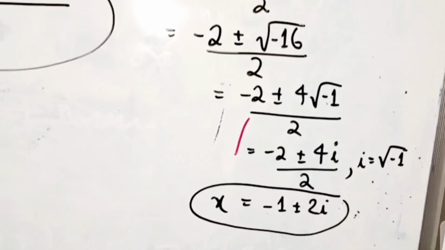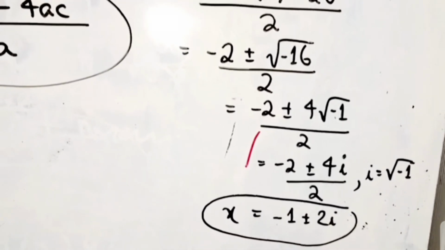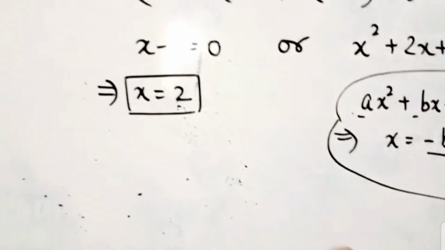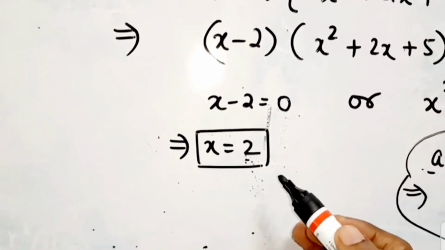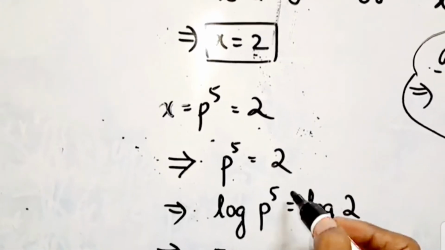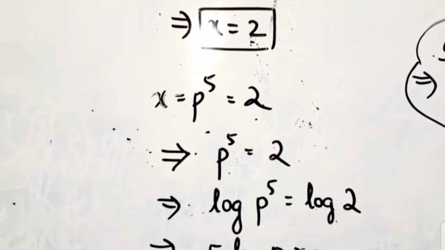This is the complex root we got, but we want the real roots. So we will not consider this one. We will consider just this one. That means x equals to 2. So for x, log a to the power b is b log a. This we know already.